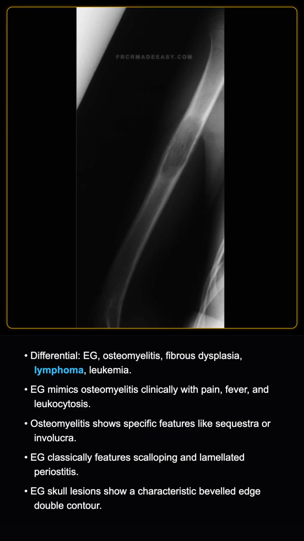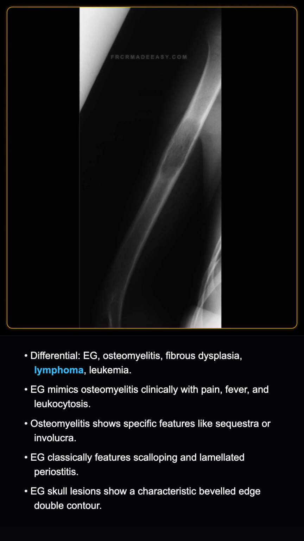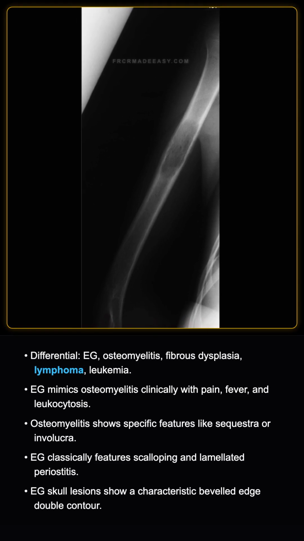In the skull, eosinophilic granuloma shows punched-out lucencies with a beveled edge or double contour due to unequal destruction of the inner and outer tables, which is not seen in infection. Explain the pathology of Langerhans cell histiocytosis and typical locations for skeletal involvement.